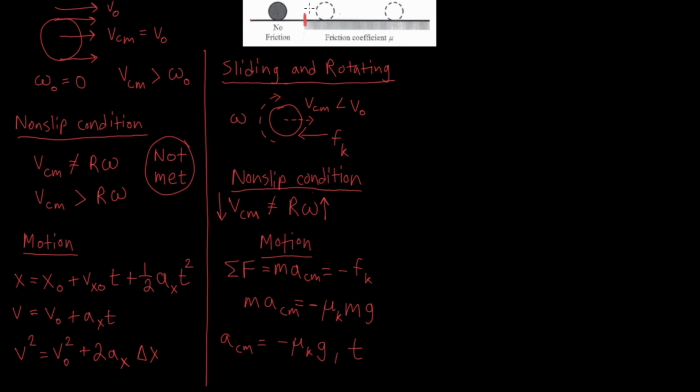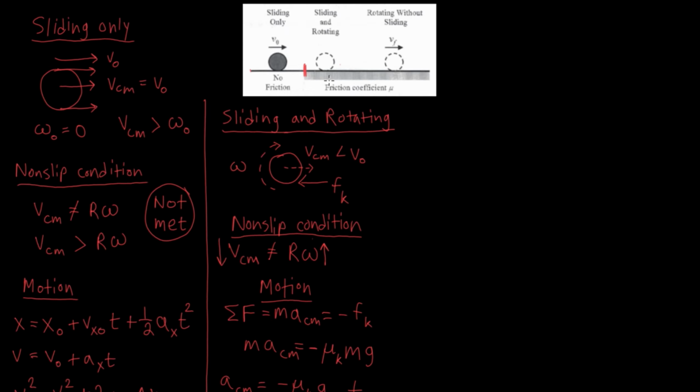So at this point right here on the diagram, this red mark indicates the starting point at which the object is sliding and rotating. Then the object is going to stop sliding and rotating at this point right here. And at this point, the object is going to start rotating without sliding. And so the variable t is going to correspond to this amount of time right here. That's what the variable t stands for.